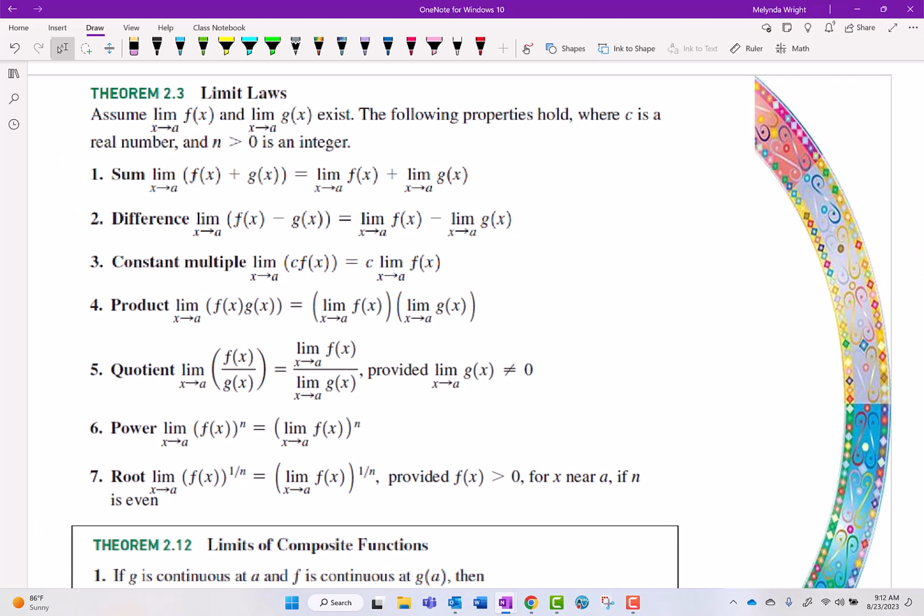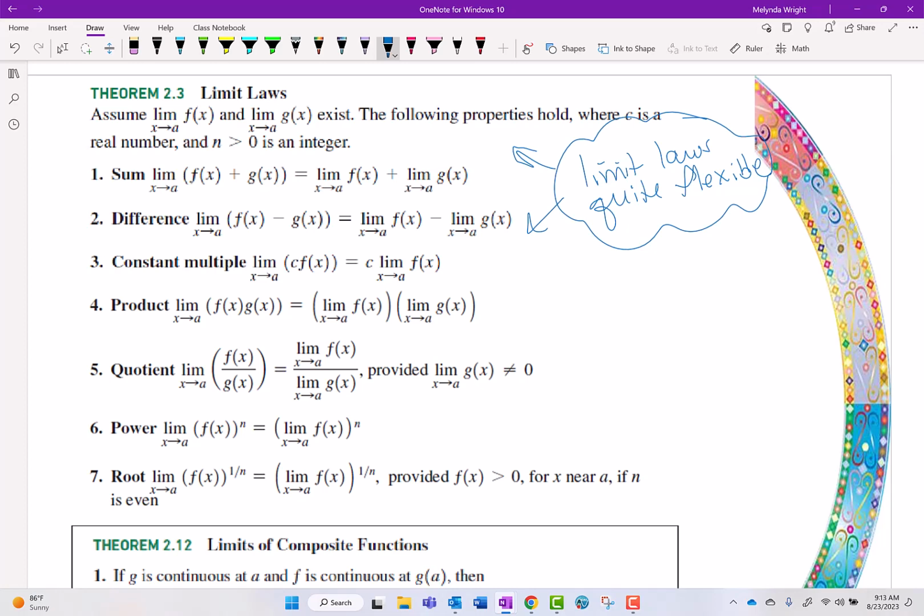Limit laws are quite flexible. They help us in several circumstances. They help us several ways. So let's just look at them for a moment, and then we'll work some problems where we have to use limit laws.